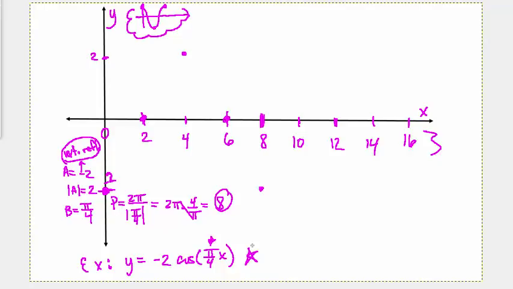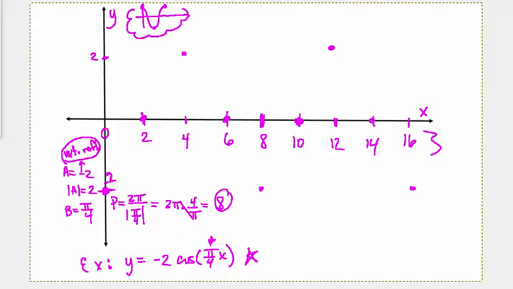All we have to do is finish the points being plotted and then trace them to get our full graph. If you continue the pattern, you'll notice we start at the min, max up at 4, min at 8 again. The next max would be up at 12, and then the next min would be down at 16, and the x-intercepts would be halfway between those.